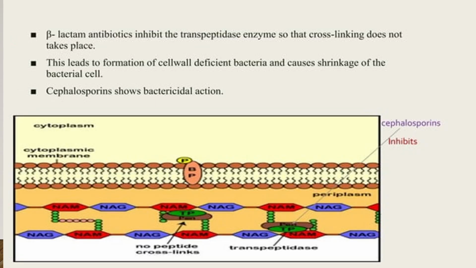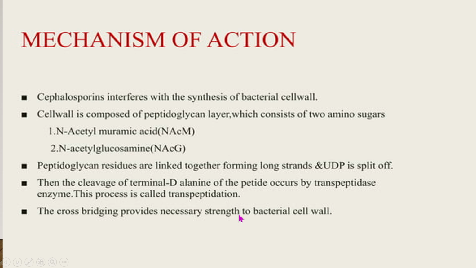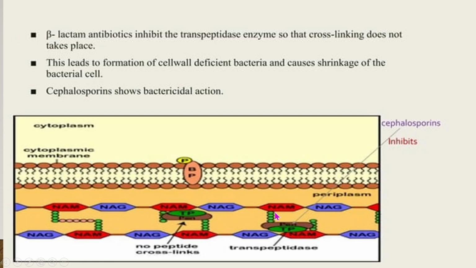The formation of this bridge with D-alanine provides strength to the bacterial cell wall. But the problem is that beta-lactam antibiotics inhibit this transpeptidase enzyme, which gives strength to the bacterial cell wall. That means beta-lactam antibiotics stop the process of transpeptidation, so that cross-linking does not take place. This leads to the formation of cell wall deficient bacteria and causes shrinkage of the bacterial cell.